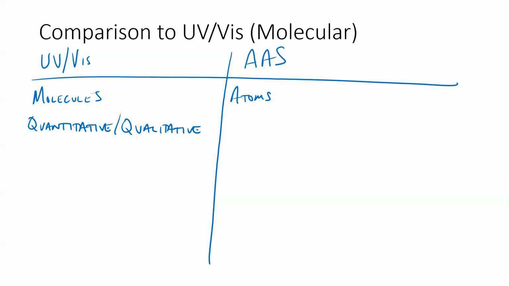Again, remember the difference there being quantitative, we can tell how much there is. Qualitative, we can tell what it is, right? Because we lose so much molecular information, AA is not very good at being qualitative. Yeah, I can tell you what element it is, but you're probably looking for that element already if you're running AA. And so this is almost exclusively a quantitative instrument.